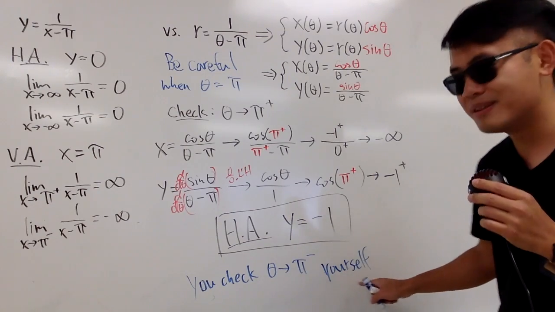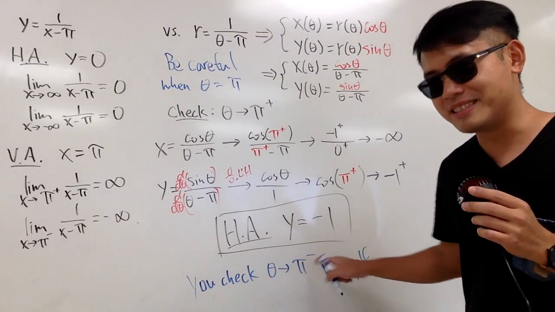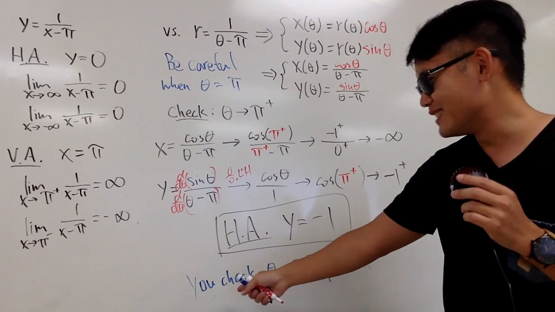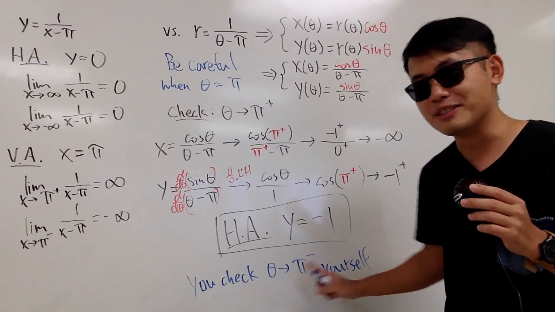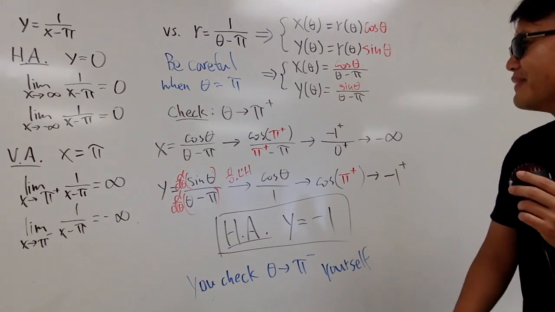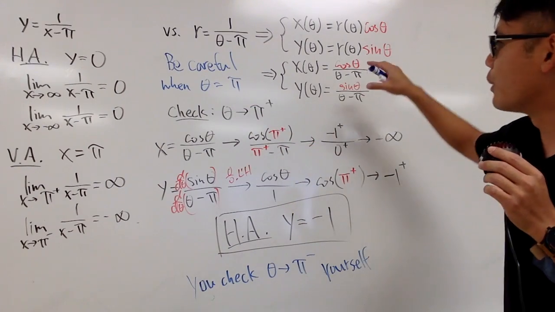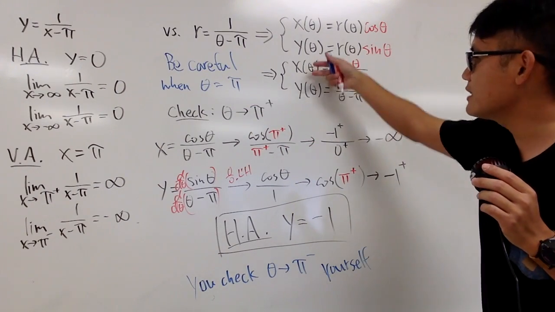And on the exam, do not write this down, okay? You must do the work to show the instructors. Do not just tell the instructors, hey, check this yourself. That's not cool. And in fact, this is the only thing I have to check because this is the only number that will cause the infinity for x or for y.